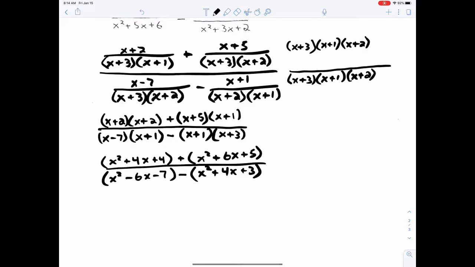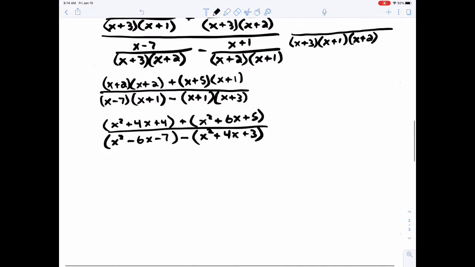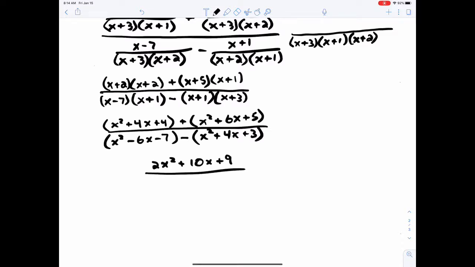Okay, and now let's combine. So on the numerator, we have x squared plus x squared is 2x squared. 4x and 6x is plus 10x. And 4 plus 5 is 9. And on the bottom, we have x squared minus x squared is nothing. Negative 6x minus 4x is negative 10x. And negative 7 minus 3 is minus 10.